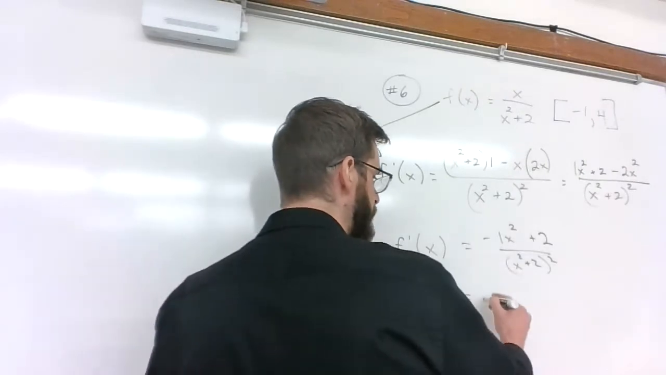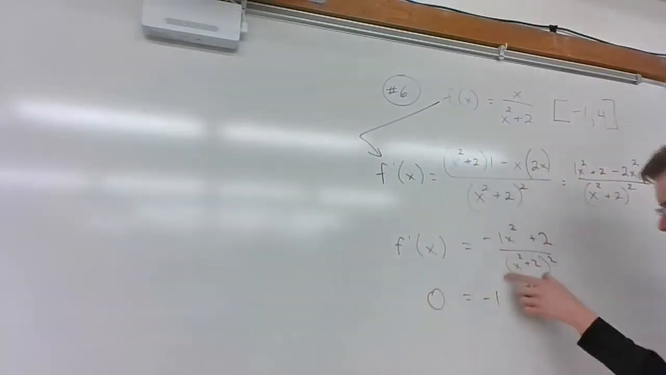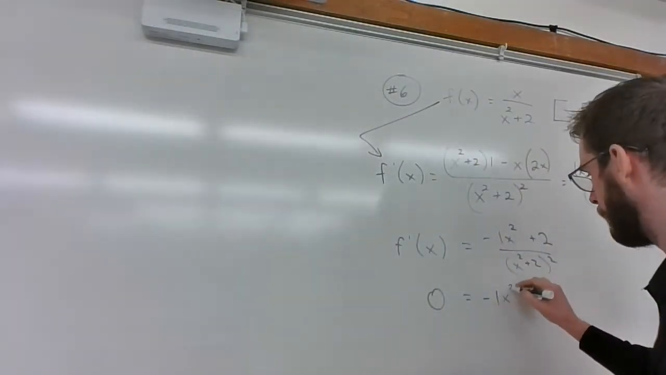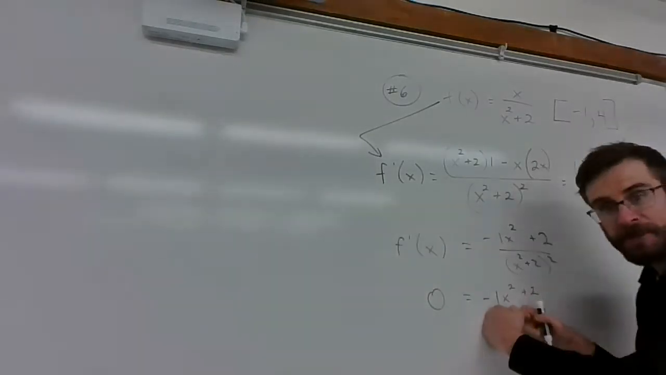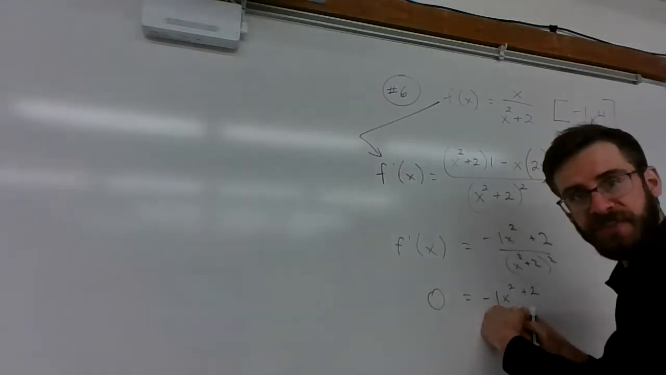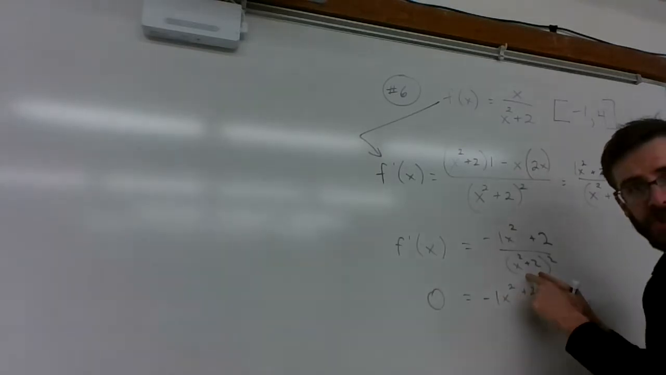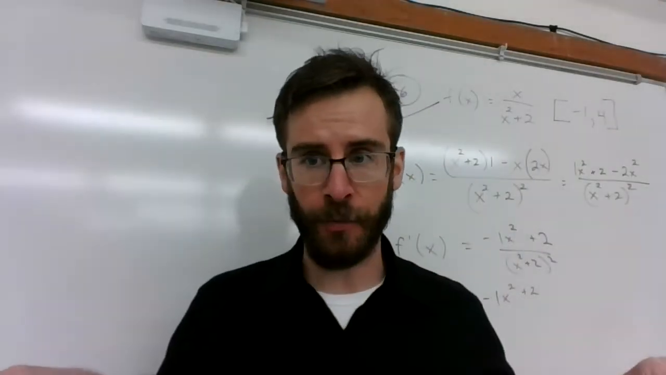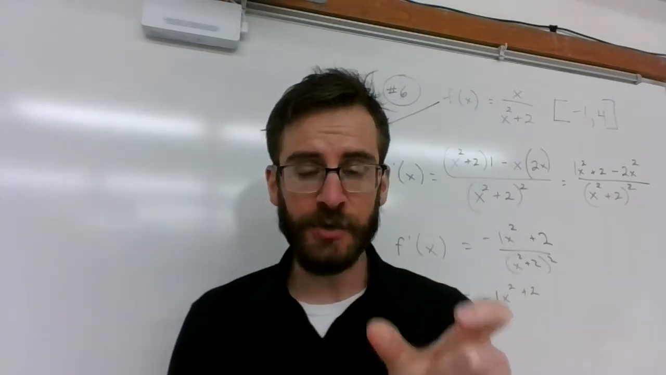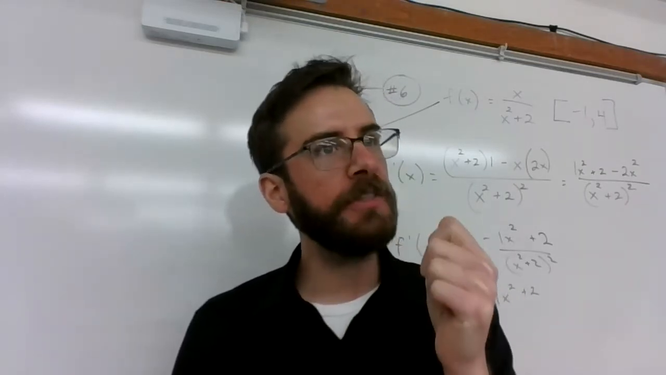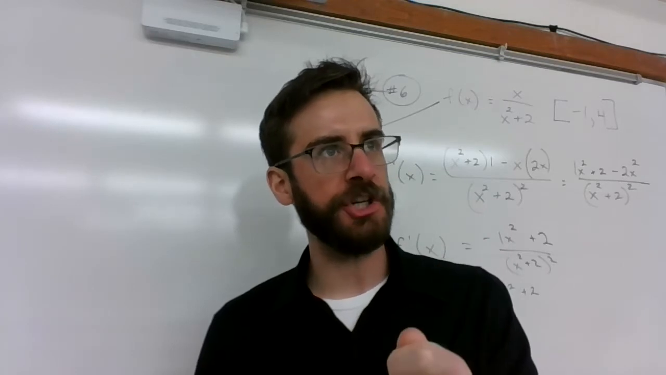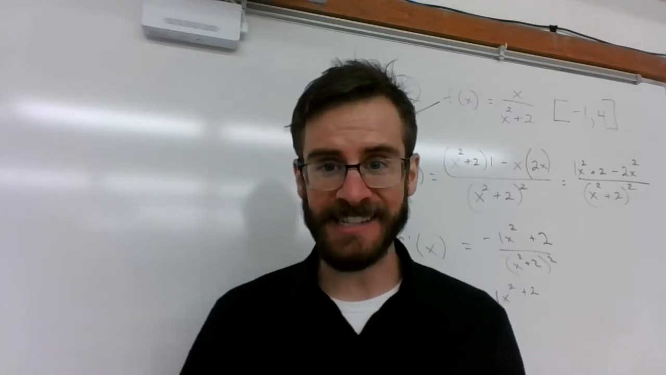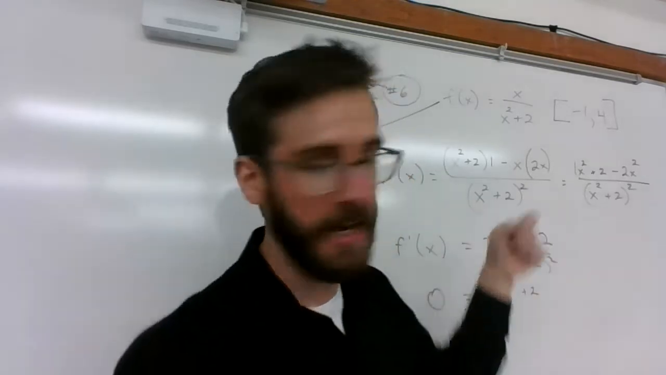0 equals, and you know what? When you set a fraction like this equal to 0, the top is the only thing that yields the actual zeros of the function. The bottom gives us domain issues. The bottom critical numbers do not matter right now because that would be the place where the function doesn't even have existence. It doesn't exist at the bottom equaling 0.